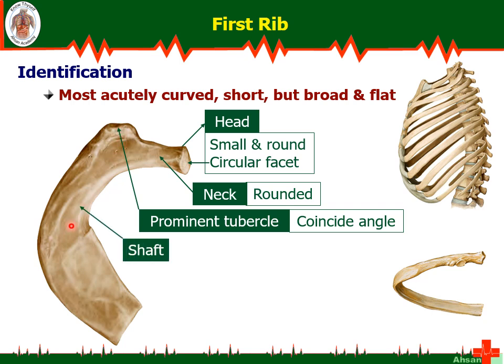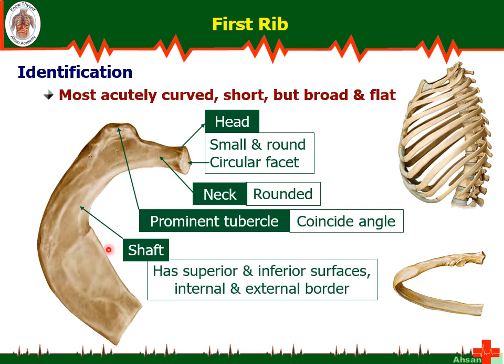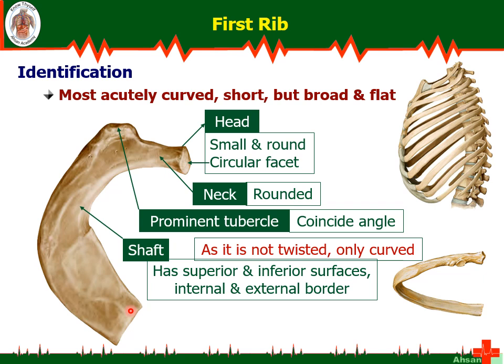This is the shaft. It is not twisted, so it has an inner border, an outer border, and flat surfaces: the superior surface and the inferior surface. This is the anterior end, and it is also flat, broader than in any other rib.